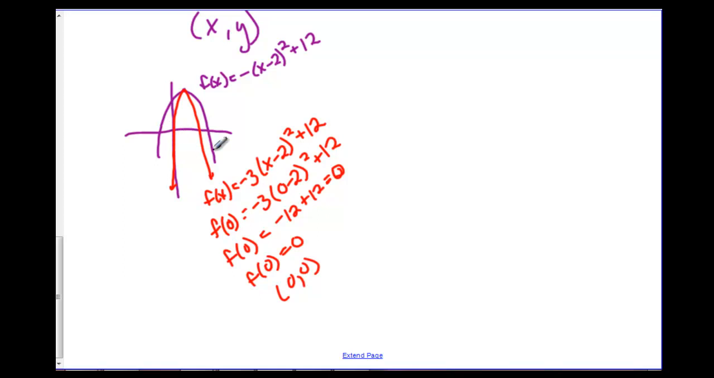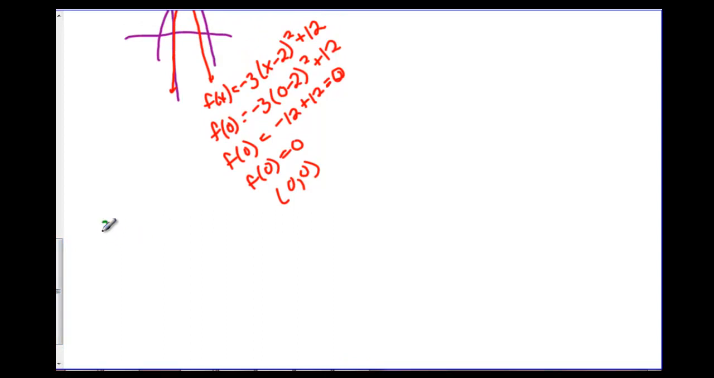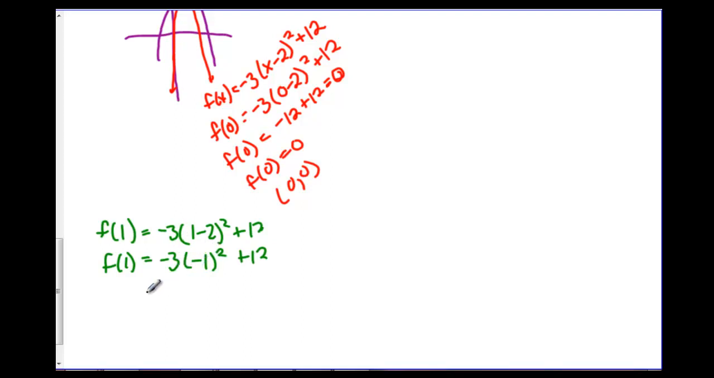But if you didn't pick that one, I mean, you can pick any point. So again, I like to pick 1 away from the vertex a lot of times. So I'm going to pick f of 1. So we're going to have negative 3 times (1 minus 2) squared plus 12. So f of 1 equals negative 3 times negative 1 squared plus 12. So the negative 1 squared is going to be a positive 1. Positive 1 times a negative 3 is going to give us a negative 3, plus 12, which is going to give us a positive 9. So we're going to have the point (1, 9).